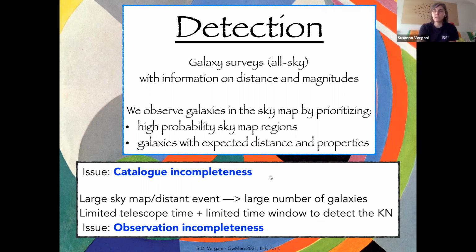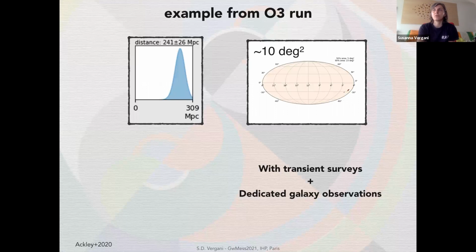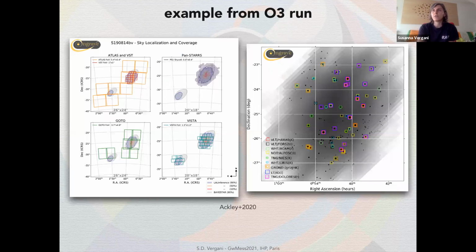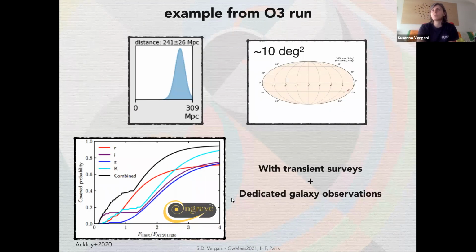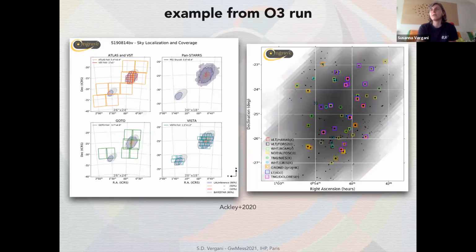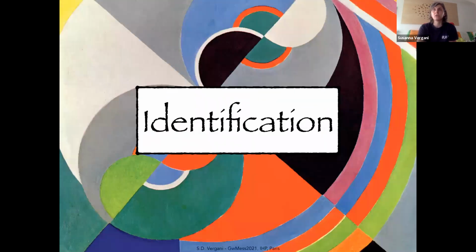I will not go into the detail, but this is the situation we had in O3, for example, for the neutron star black hole event, and we published it as the GRAvIT collaboration. I will not have time to describe it, but even with an event with such good localization, we weren't able to cover all the probability space to find a kilonova counterpart as faint as the one linked with the 2017 event, even using the best facility and the best survey in the world. So this is really a problem.